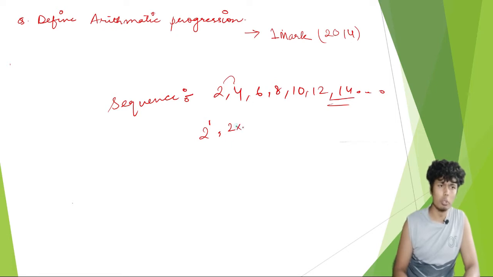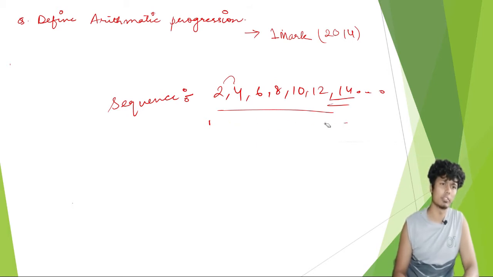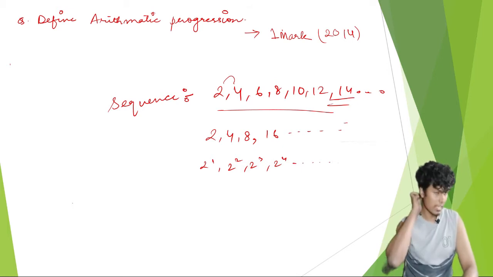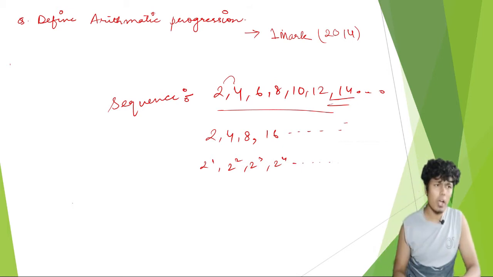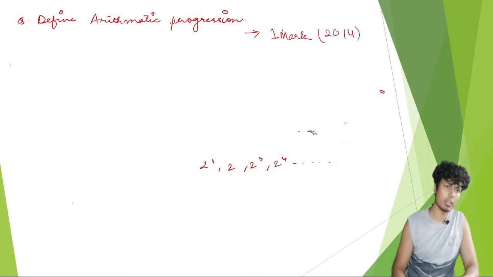What am I doing? 2 into 1, this is 2 into 2, this is 2 into 3, this is 2 into 4, this way. Or you can say it's an even number sequence. Or the numbers may be like another sequence: 2, 4, 8, 16, on and on. This is 2 to the power 1, 2 square, 2 cube, 2 to the power 4, and so on. So this is also a sequence. Now, what is an arithmetic progression then? We have understood sequence so far.